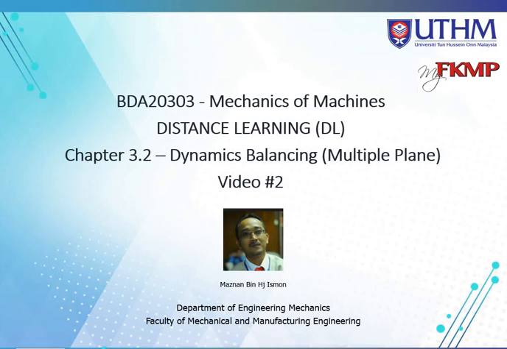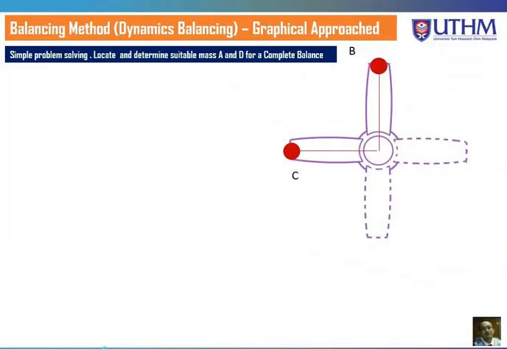Continue with video 2. What we have here now is a simple problem solving. Let's say this is a system with four blades. A and D are the imaginary blades, while B and C are already fixed. The question is asking to locate and determine a suitable mass A and D for a complete balance.